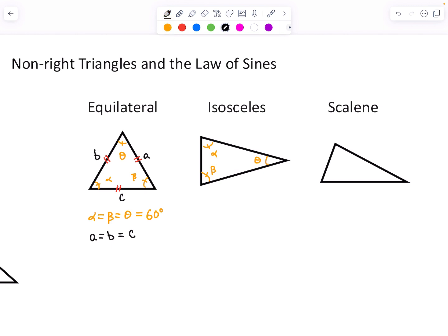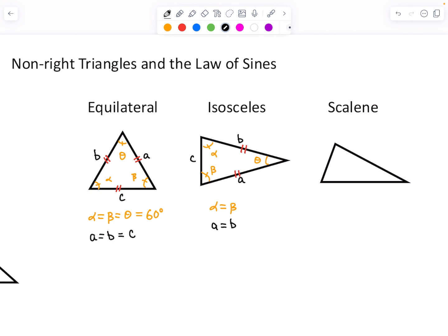But if we're looking at an isosceles triangle that's not equilateral, then theta would need to be different from alpha and beta. Again, the side opposite alpha I'll call A, side opposite beta will be B, and side opposite theta we'll call C. I'll maintain that consistency throughout this lesson. And side lengths A and B must be the same. So alpha and beta have the same measurement, and the lengths A and B have the same measurement.